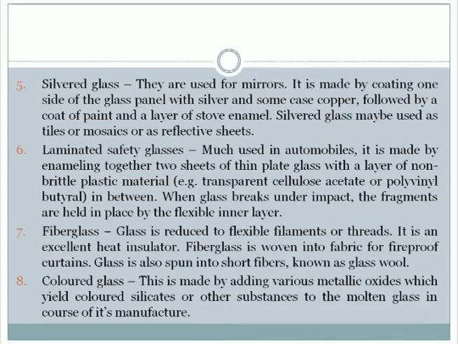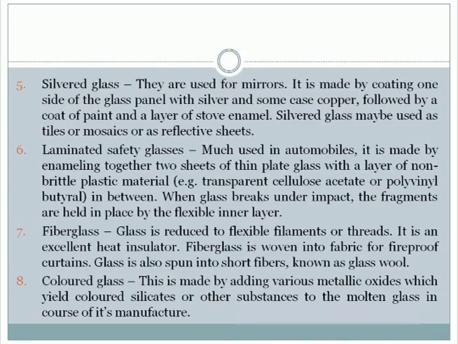Fiber glass. Glass is reduced to flexible filaments or threads. It is an excellent heat insulator. Fiberglass is woven into fabric for fireproof curtains. Glass is also spun into short fibers known as glass wool.